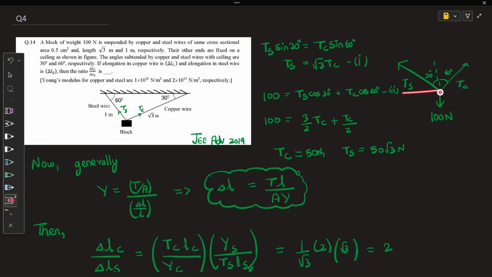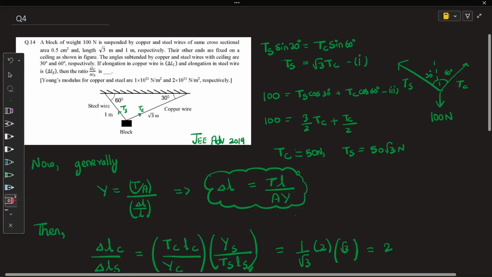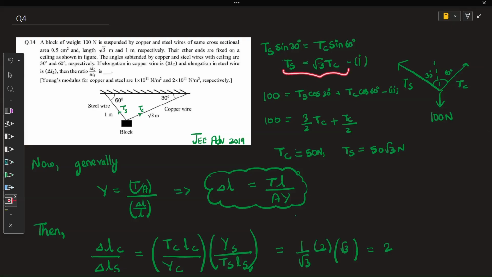So if I do it with some procedures, right? In the horizontal direction, the components of TS and TC get cancelled. So that's what yields this equation. TS is root 3 into TC. And in the vertical direction, I get TC cos 60 and TS cos 30 combinedly act in order to compensate this 100 Newton. So if I write, I get TC is 50 and TS is 50 root 3. Simple. Actually, if you see, this one thing is enough for the solution. Actually, we see these steps are much easier, right?